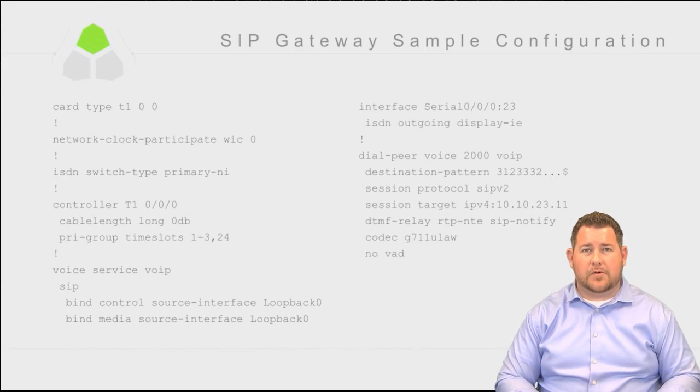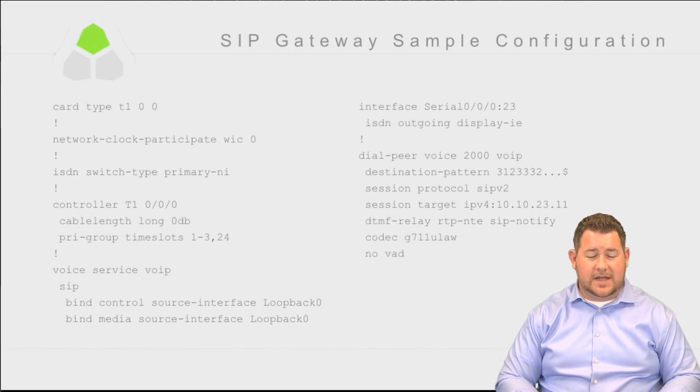So here's the example configuration. Once again, very similar, if not the same in some cases, to H.323 and even MGCP. We've got to do our card type command. Once again, this is T1 here. Network clock participate. We've got to do our ISDN switch type. Nothing different here from H.323 and MGCP. All that's the same. Once again, we've got to do our controller config, which is pri-group timeslots 1 through 3 in this case. It's using 3 time slots. You can also do 1 through 24, whatever you happen to have.